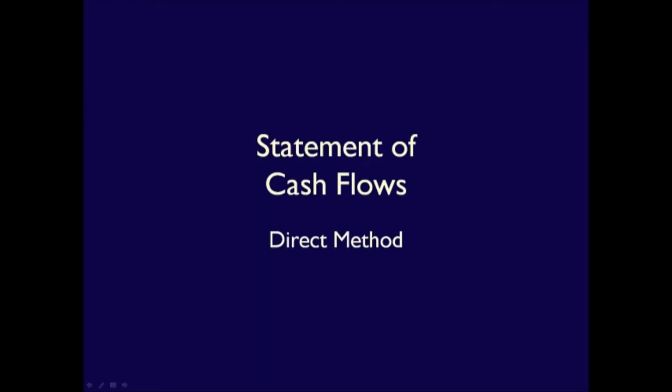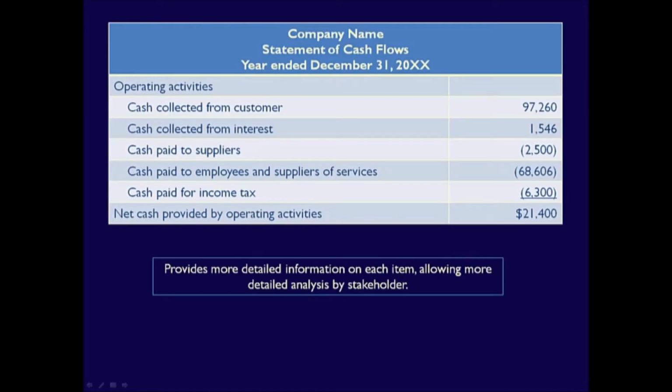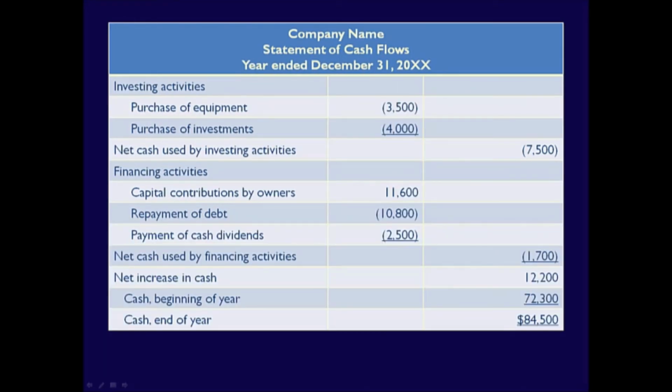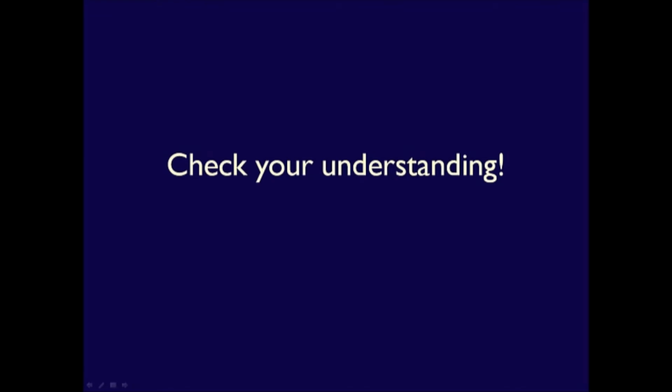Now, let's quickly see the structure of the statement of cash flows when we use the direct method instead. Notice that the operating activities do not include net income or any reconciling items. Instead, the information provided focuses on where cash was received or paid. This provides better information for stakeholders to analyze and, for that reason, is preferred by ASPE, although not required. Remember that 98% of all companies use the indirect method. The investing activities and the financing activities under the direct method are exactly the same as what you saw under the indirect method. Let's check your understanding for a second.